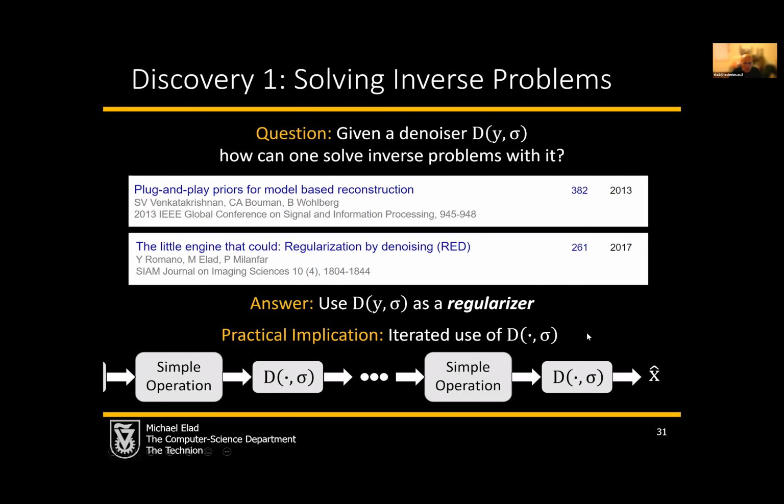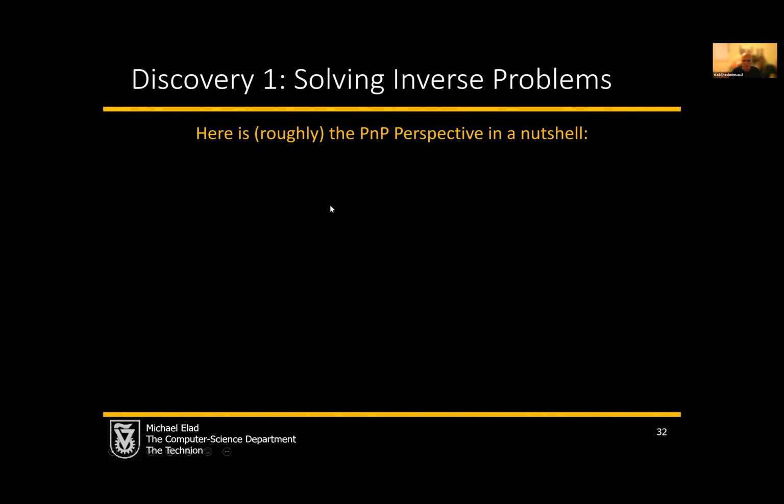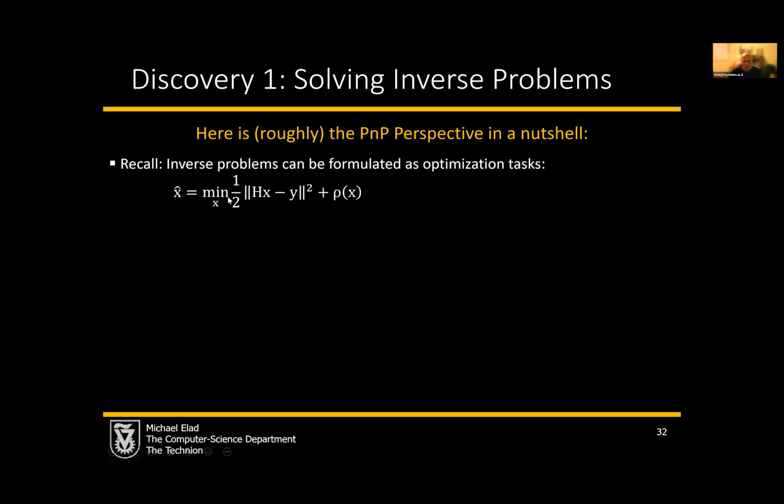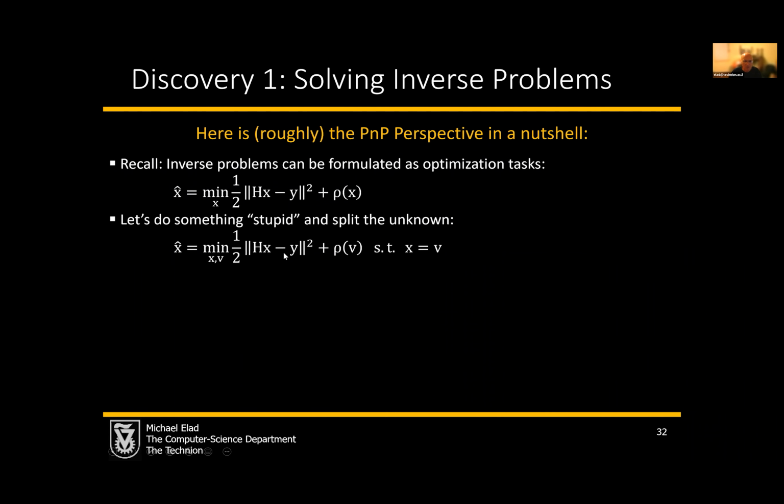How does it work? Let's have a look at the plug and play. And I'm giving you the nutshell version of it. Remember, this is what we are after. And let's just assume that I have all the ingredients in place. I know the prior, and I have the operator H, and I have the measurements Y, and I'm trying to figure out the minimization for this in order to get X hat. And then I'm doing something quite dumb, and I'm coming up with a variable V that is supposed to be exactly equal to X. So that basically this expression remains expressed with respect to X, but this expression is now a function of V. Nothing really happened.